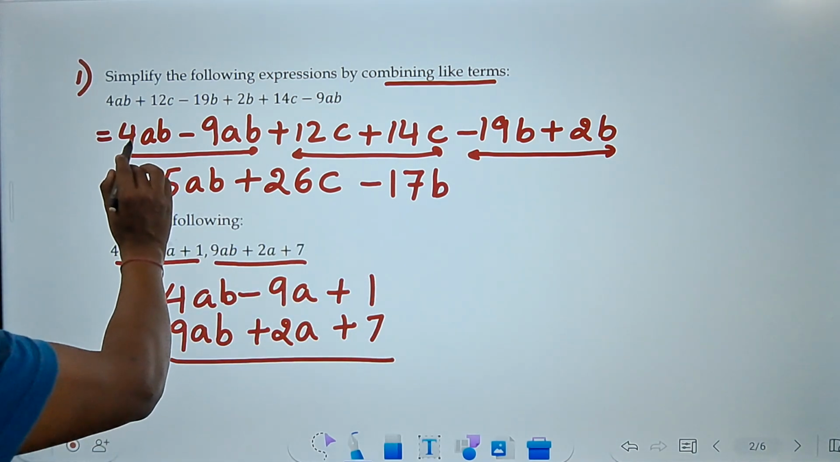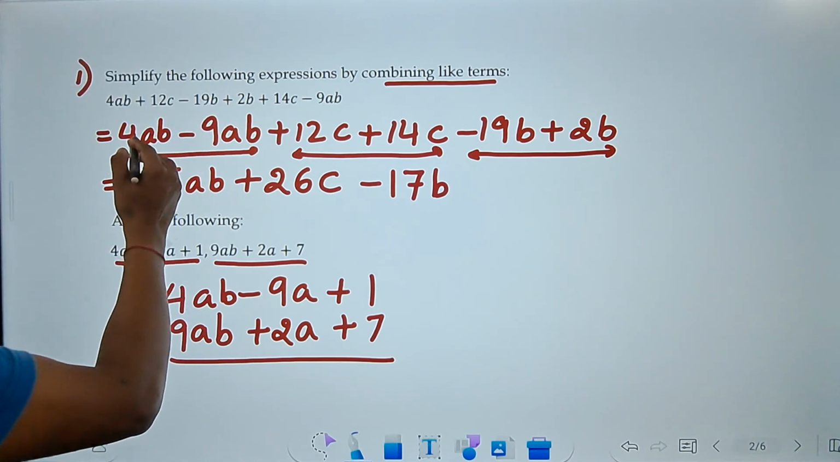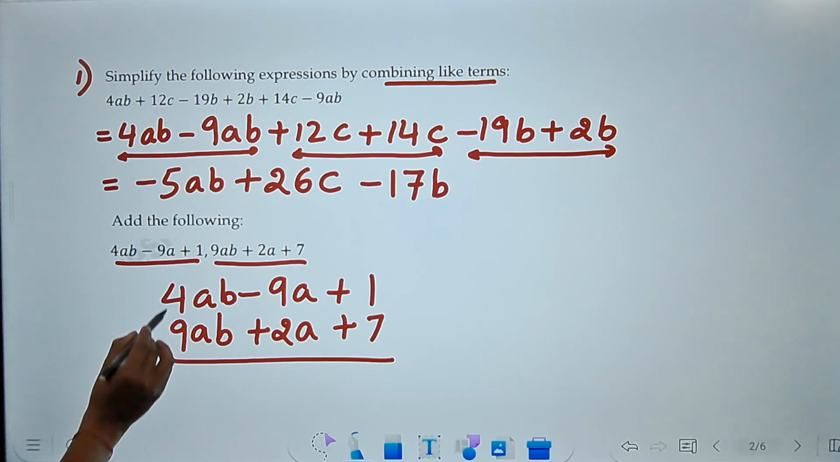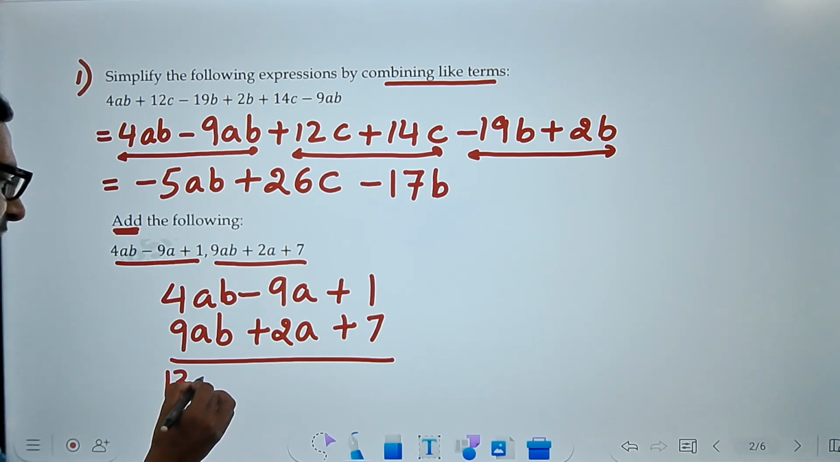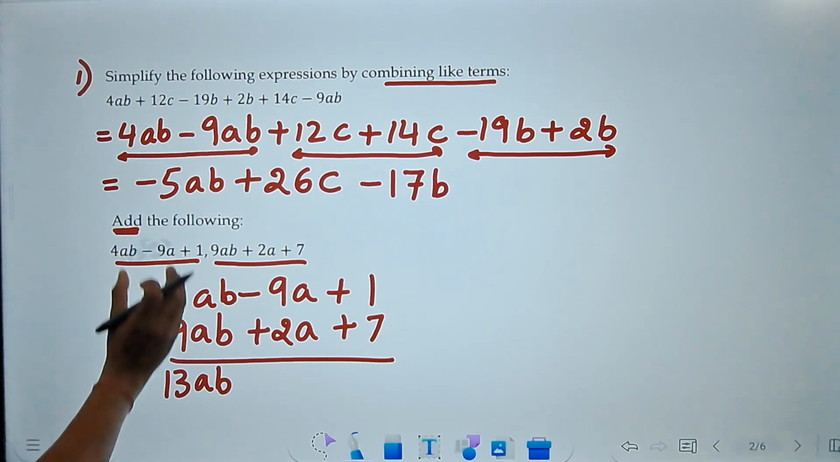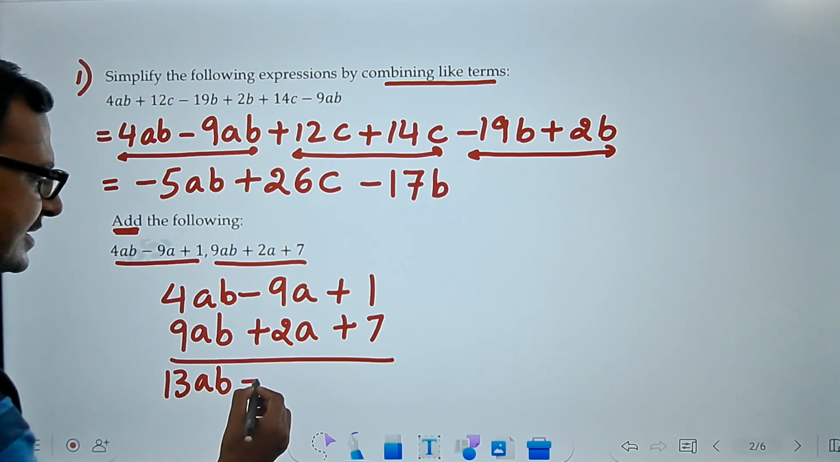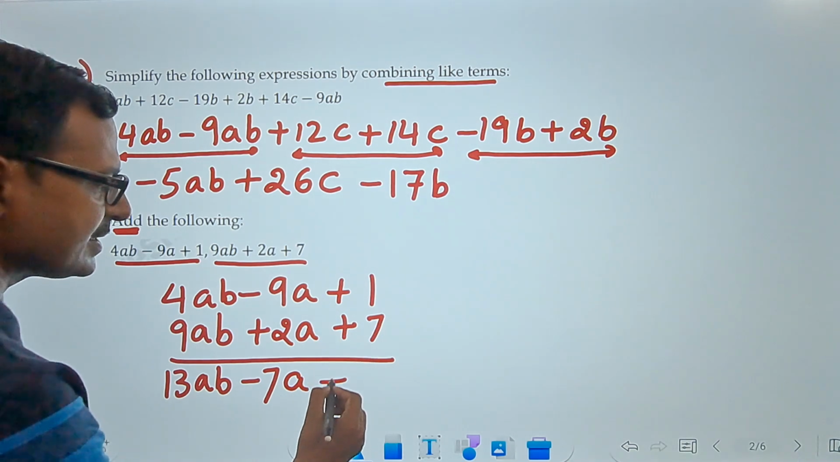So just like you added 4ab and minus 9ab there, I mean integers, 4 minus 9 you wrote minus 5. Here 4 plus 9 because you are adding. So 4 plus 9 will become 13 and the ab does not change. I told you when you add like terms, the variable part does not change. Minus 9 plus 2 is minus 7 and then a and then plus 1 plus 7 is plus 8.